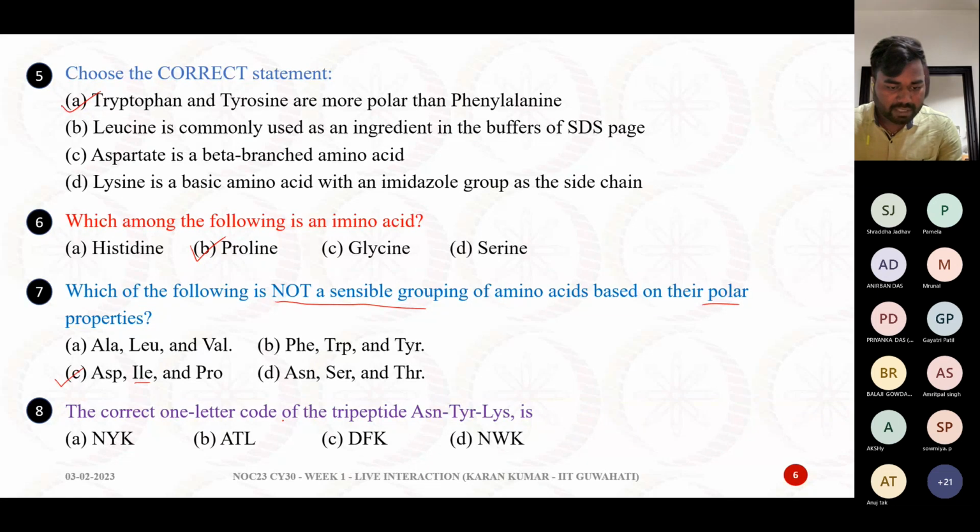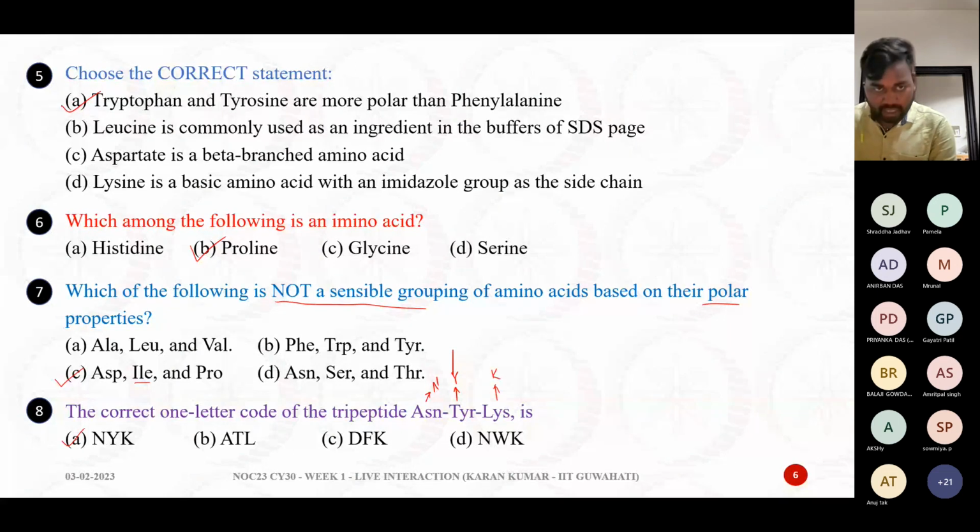Now, check the correct one-letter code for asparagine, tyrosine, and lysine. Which is the correct option? Option A. Very good. NYK. N stands for asparagine. For tyrosine, that is Y. For lysine, that is K.